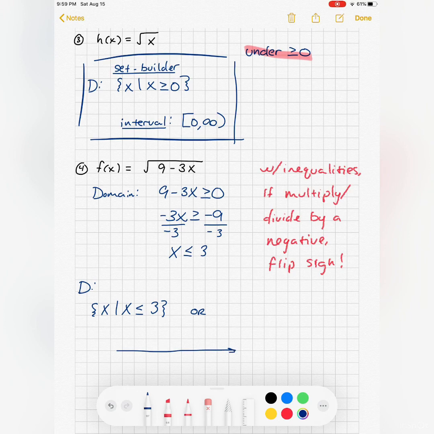Or, thinking of the interval notation, here's 3, 3 is included. So this would be negative infinity to 3 with a bracket.